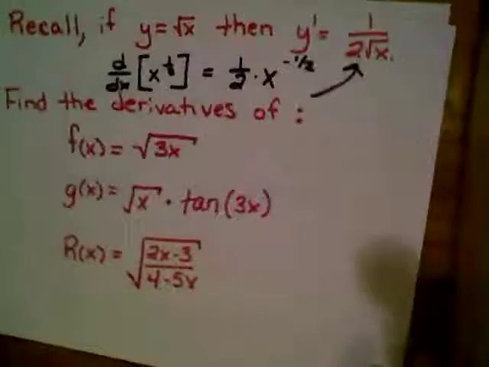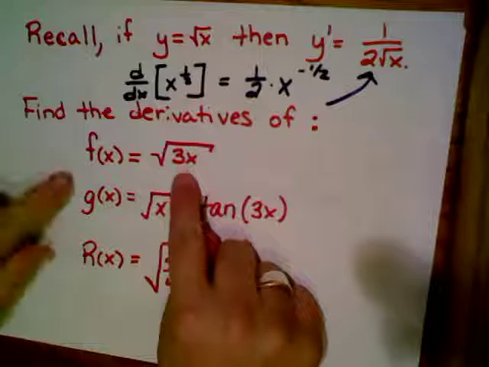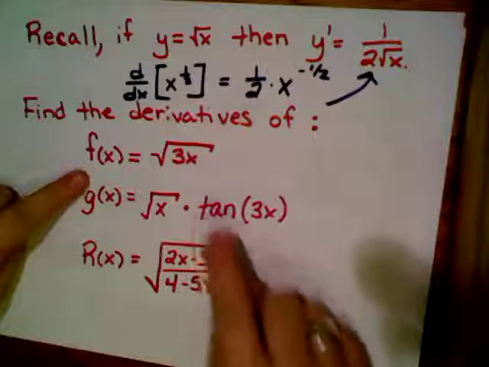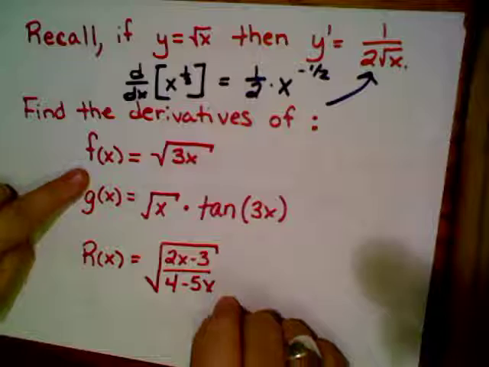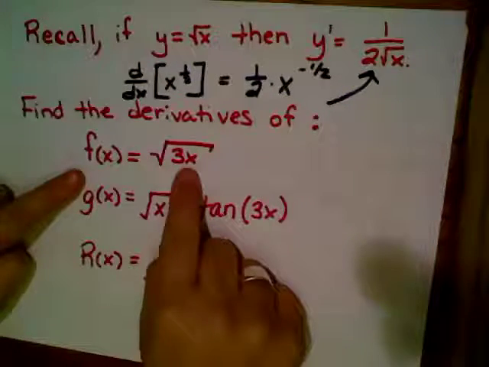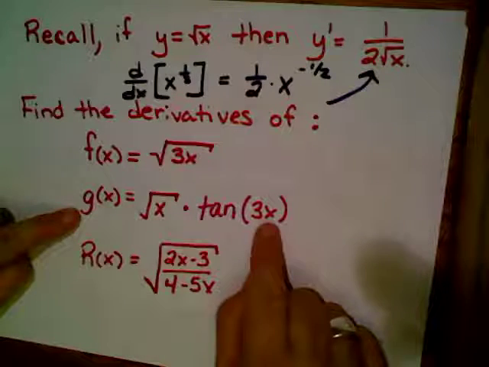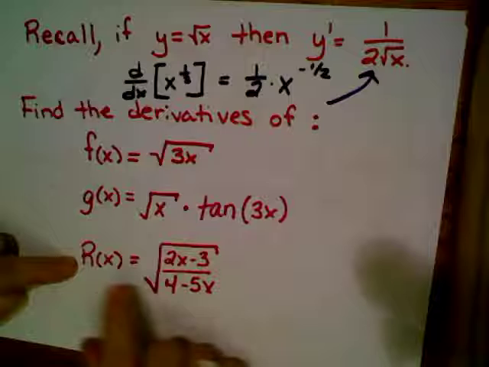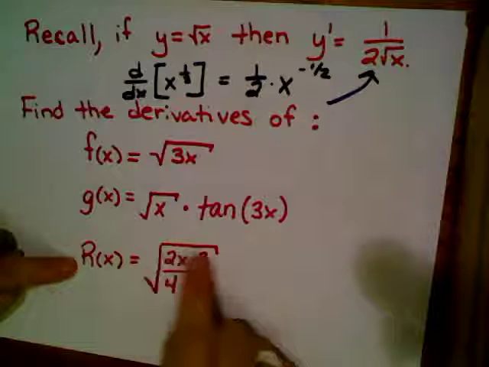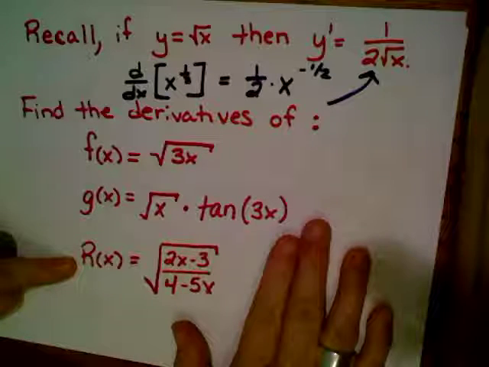I've designed this little review video where you might want to stop the video pretty quickly and jot these three functions down. Here we have f of x, the square root of 3x. g is a product, square root of x times tangent of 3x. And then r of x is the square root of this quotient, 2x minus 3 over 4 minus 5x. So you might want to pause right here.